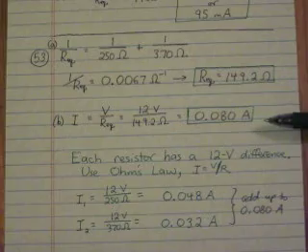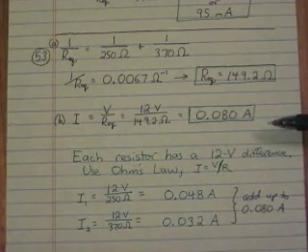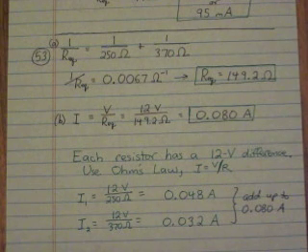Part B, we use Ohm's law. Take the voltage divided by that equivalent resistance, and we get 0.080 amperes.